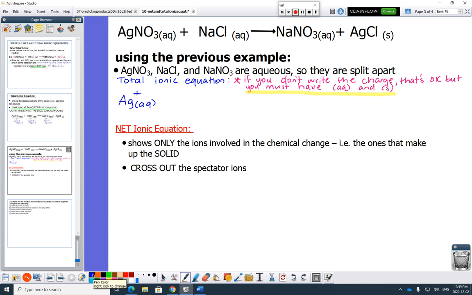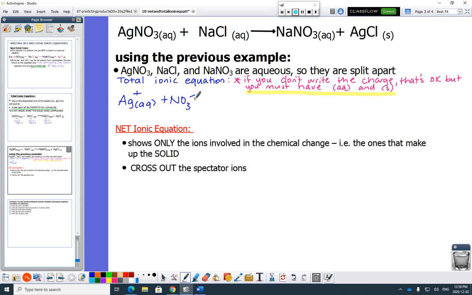You must have aqueous and solid, okay? But if you don't have the charge, that's okay. So I'm going to write them in. It does start to get a little bit hairy, okay? But the charge is just emphasizing it's an ion. Ions have charge, but it doesn't affect the balancing. It doesn't affect the number of atoms. So at first when you first do this, you're like, this is so annoying. I don't want to, it messes me up. I get it, okay? So now we're going to keep going.